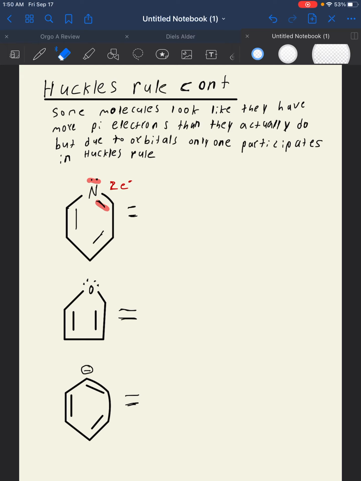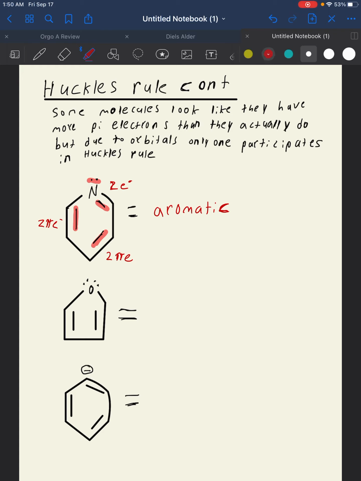Then of course, we have 2 here. And I forgot to put the pi symbol there, but you guys catch the drift. And we have 2 here. So that'd be 2, 4, 6. It is a continuous pi. It is continuous conjugation, meaning it can continuously flow. It is a cyclic ring, so this is 100% aromatic.